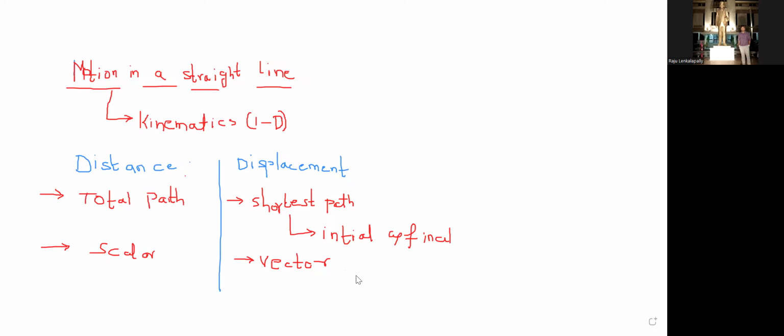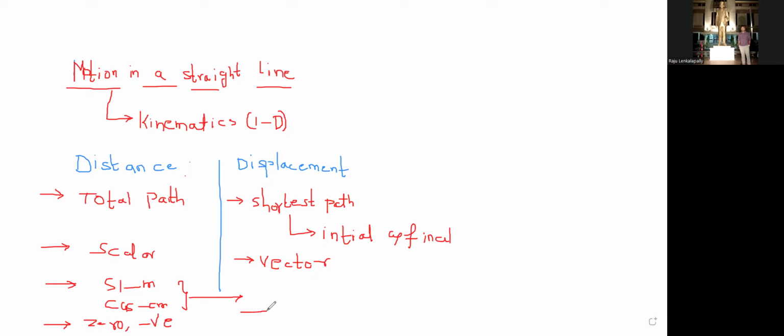Distance can never be zero. Distance means we have to travel some path from one point to another point. That is called distance, so it is not possible for it to be zero, and it is not possible for the value to be negative. Distance is always positive.